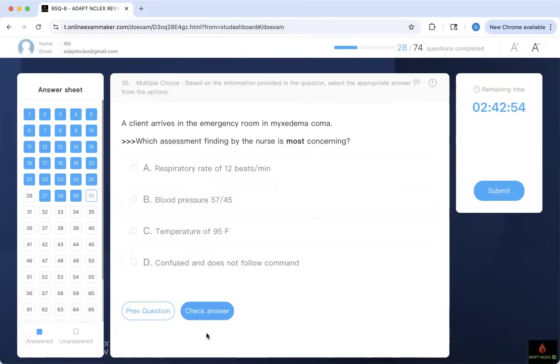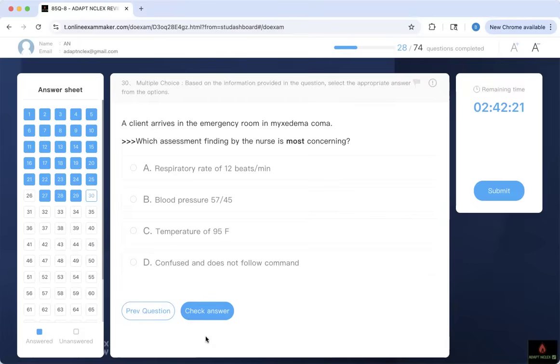A client arriving in the emergency room in myxedema coma, which means hypothyroidism in severe condition: which assessment finding by the nurse is most concerning? Respiratory rate of 12, blood pressure of 57/45, temperature 95, confused and does not follow commands. This is my favorite. This is what I use for my crash course. This particular question is the first question I always ask when we're doing endocrine, because it's my favorite question, right?